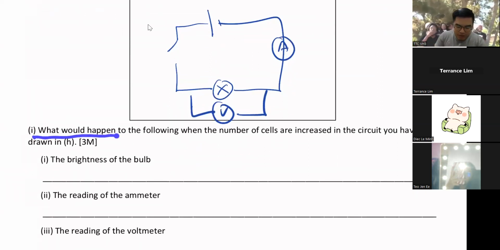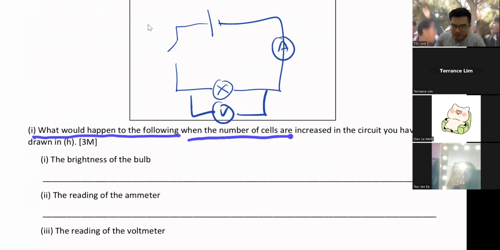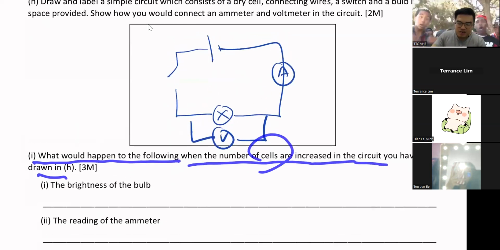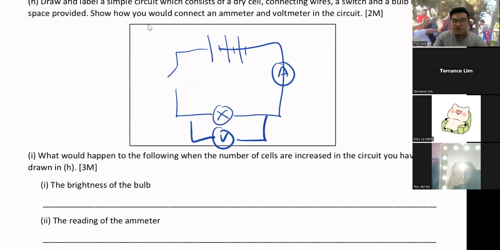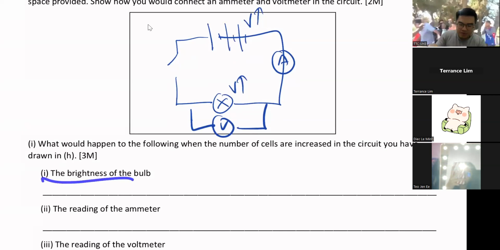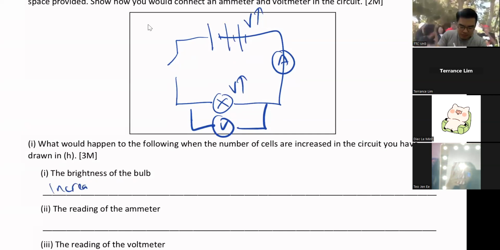What would happen to the following when the number of cells is increased in the circuit? You have drawn it in H. Cell means battery. If I add more batteries, what's going to happen? You have a higher V now, more money, more speed. So there's more money to the light bulb. The bulb will have higher voltage, so that means it is brighter. The brightness of the bulb will increase.